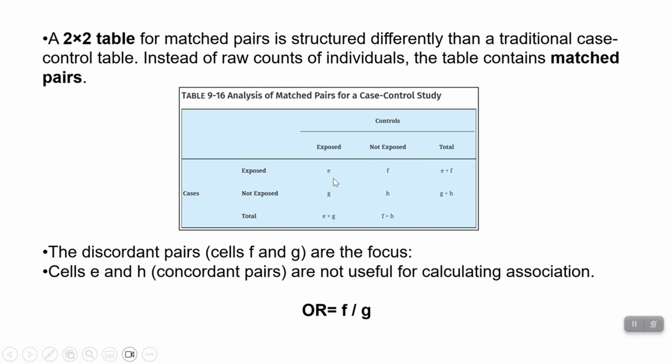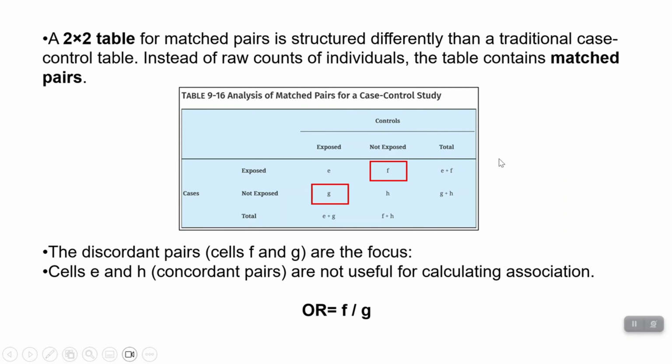And each cell here, E, F, G, H, each cell represents a type of matched pair, okay? So instead of counting individuals, we count matched pairs. For example, E here represents that the case was exposed and control was exposed as well. Or F here represents that the case was exposed but the control was not exposed. So in this table, we are especially interested in discordant pairs. So these are the pairs where the case and control differ in their exposure.